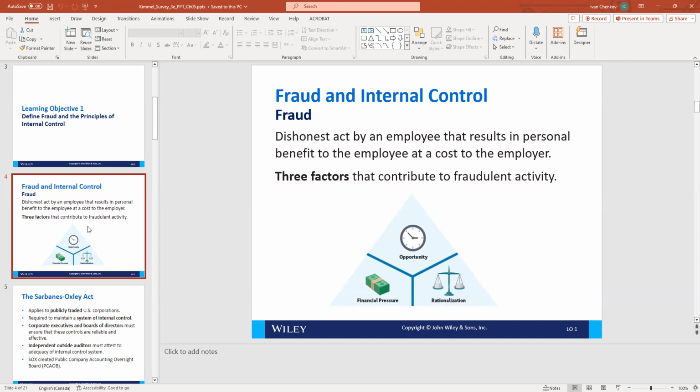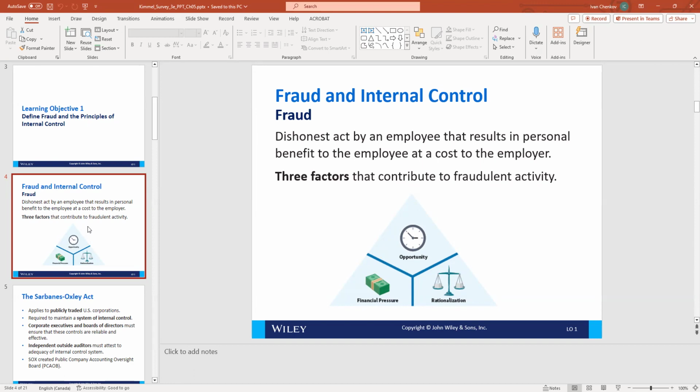Then the opportunity usually presents itself. And when the opportunity presents itself, the employee, using this rationalization, explores the opportunity and takes advantage of the situation. Again, it has to be at cost to the employer. Now, is it possible for the employee to see the opportunity and to take advantage of the opportunity, but not to be at cost of the employer?